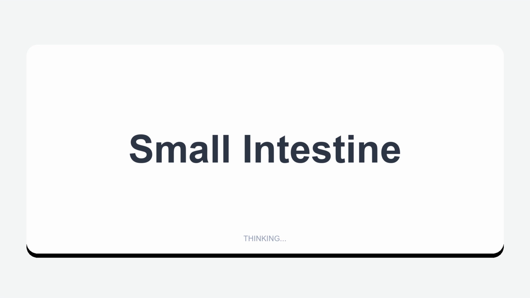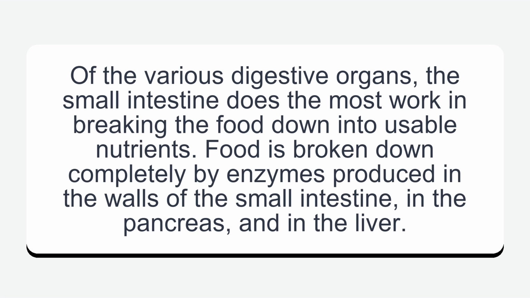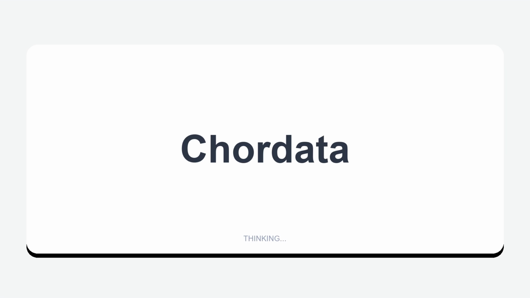Small intestine. Of the various digestive organs, the small intestine does the most work in breaking the food down into usable nutrients. Food is broken down completely by enzymes produced in the walls of the small intestine, in the pancreas, and in the liver.